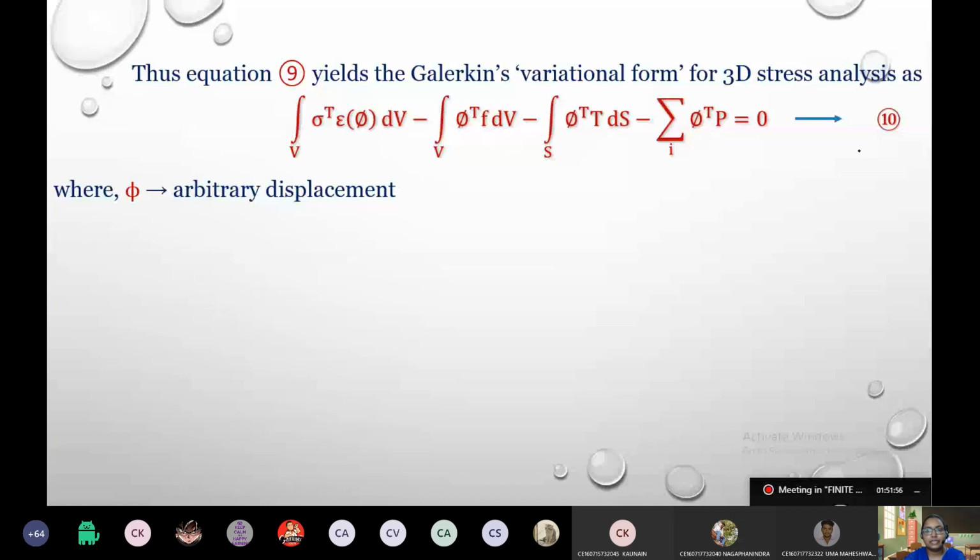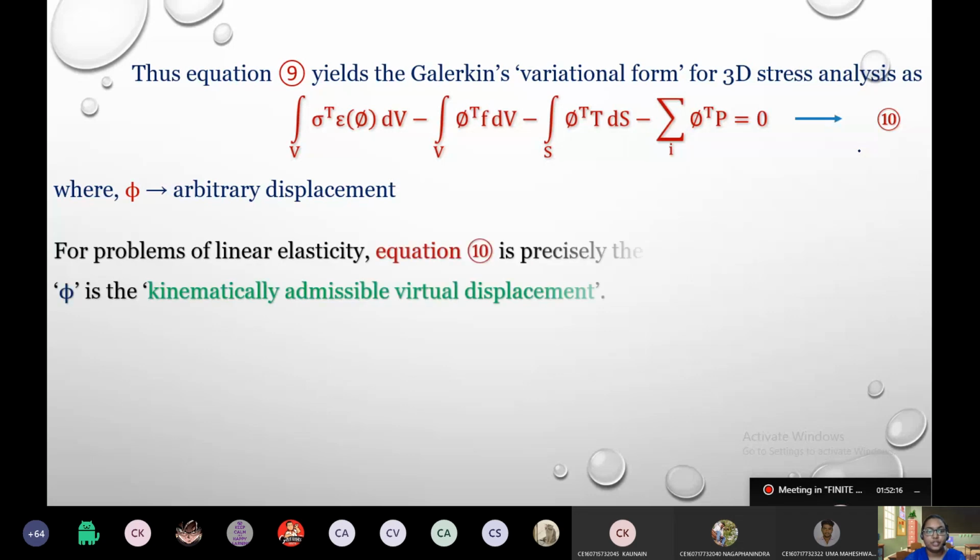Now if we clearly see the whole equation of equation number 10, it resembles the combination of internal and external work that is done, strain energy and the work potential if we have seen in the potential energy approach. A similar constraint we can see over here also. For problems of linear elasticity, equation number 10 is precisely the principle of virtual work, and phi is the kinematically admissible virtual displacement.